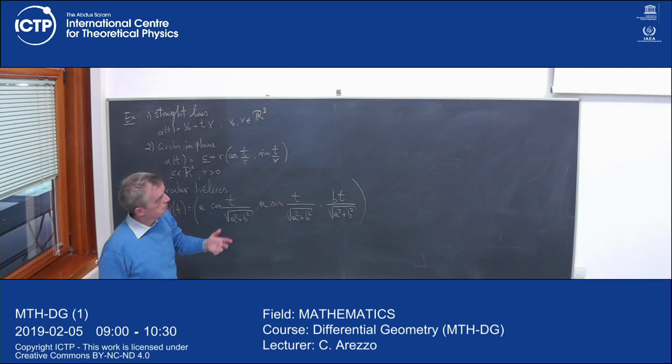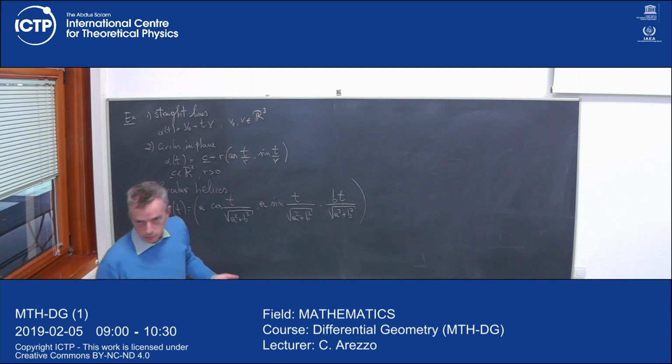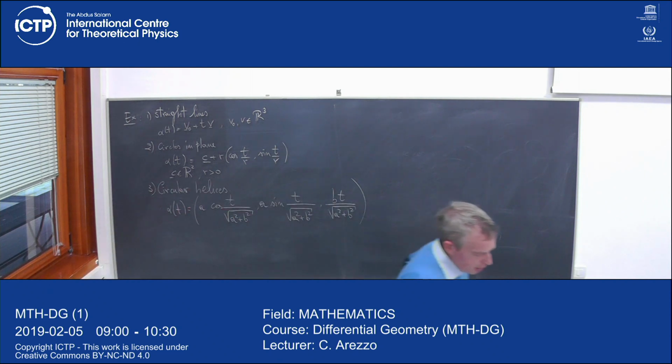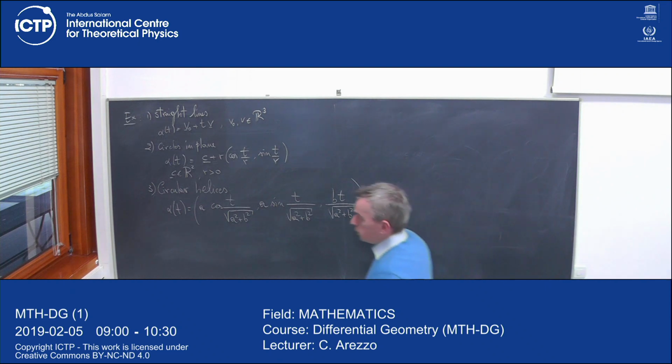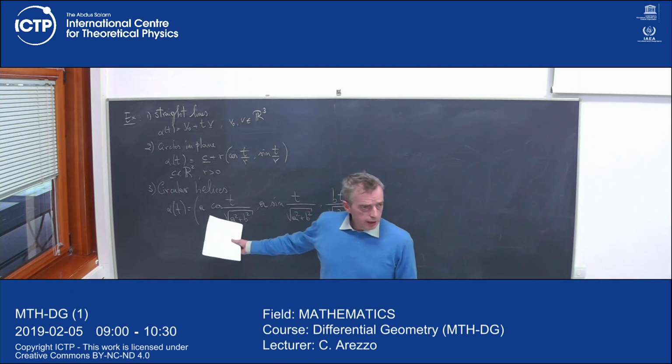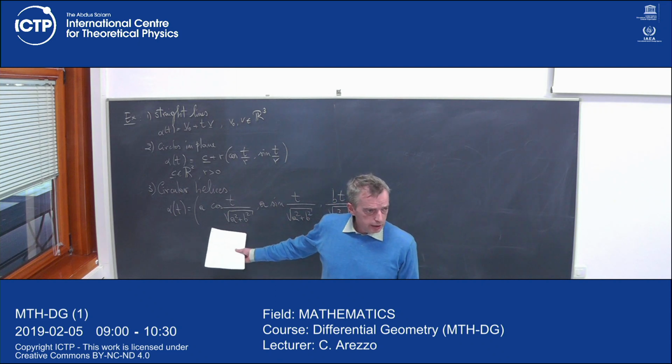Okay, you will see. And also here you can make the same objection. I mean, t over the square root of and t, they describe exactly the same thing. Okay, but again, it will be useful for later computations. Okay. Have you all seen in your life a circular helix?